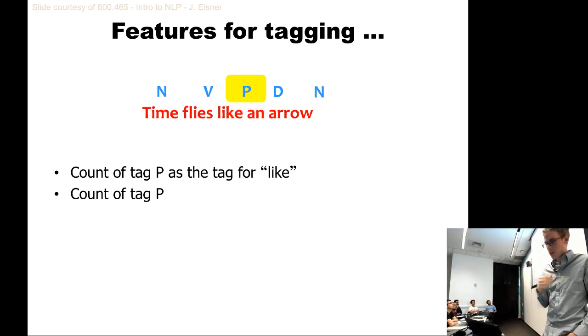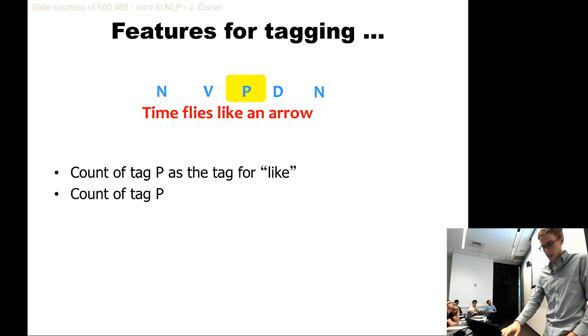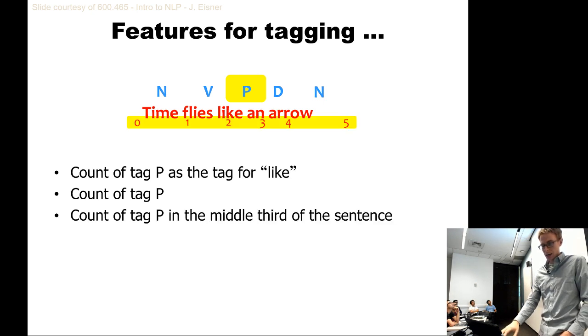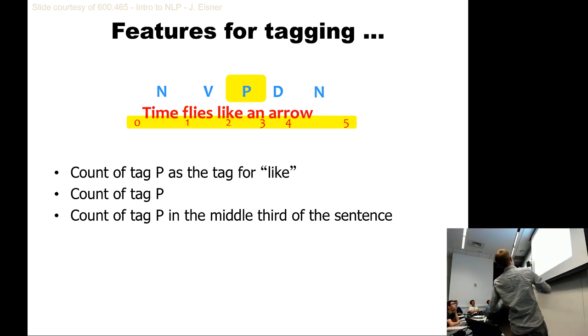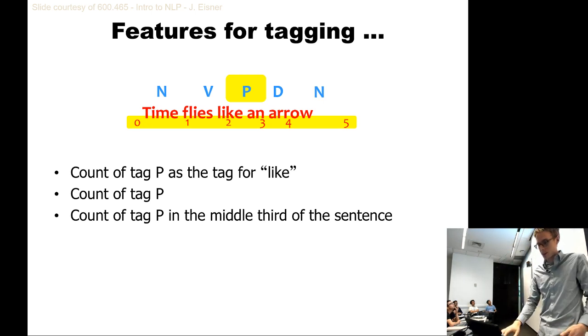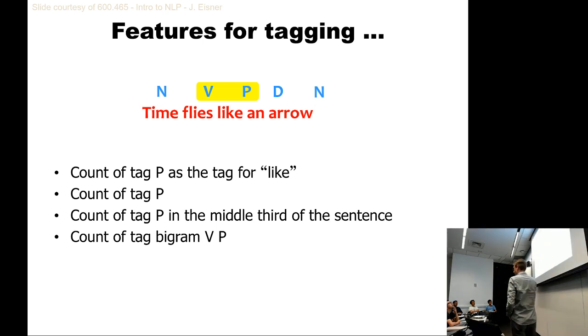The other thing you could do is have a feature that is the number of times that P appears, right? A count of the tag P by itself. You could also do something fancy, which would be the number of times that the tag P occurs in the middle third of the sentence. So we could count up the number of words, figure out where P is and how many times it's appearing there. We could also start to count tag bigrams.